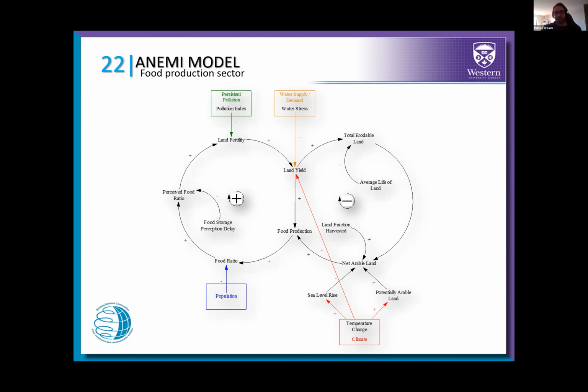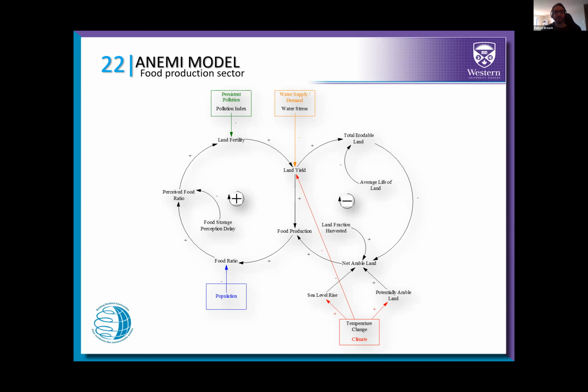So the food production sector in the ANEMI model models global food production, which is ultimately used to determine the level of food per capita as an indicator for limitations of population growth. The production of food is influenced by many different factors, including land fertility, the amount of arable land available, water, and nutrients. There's two main feedback loops which drive food production.